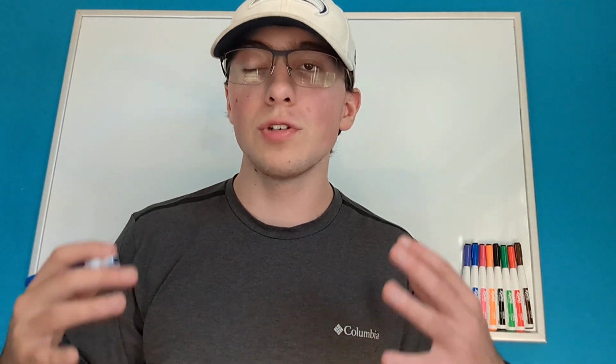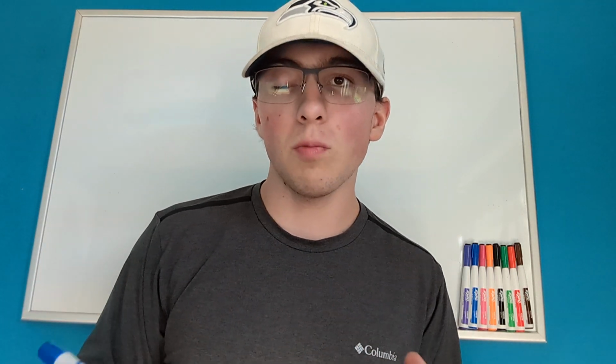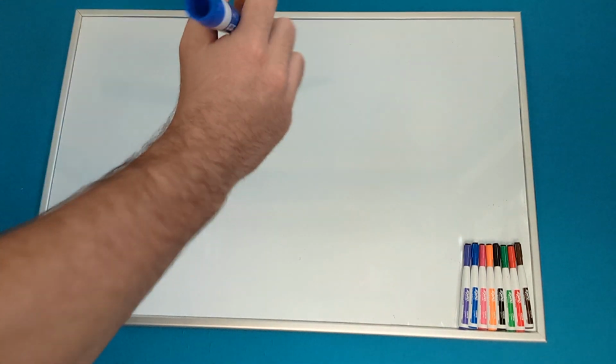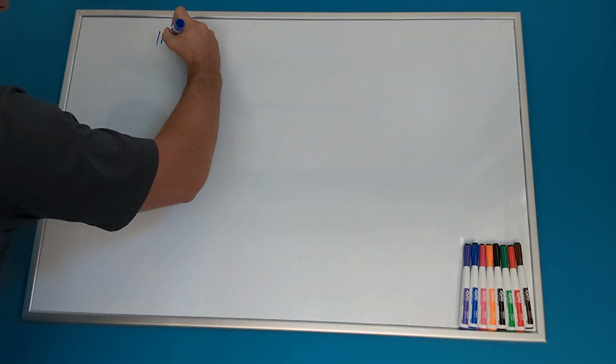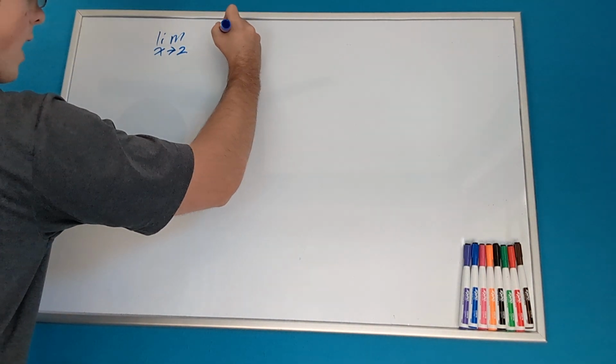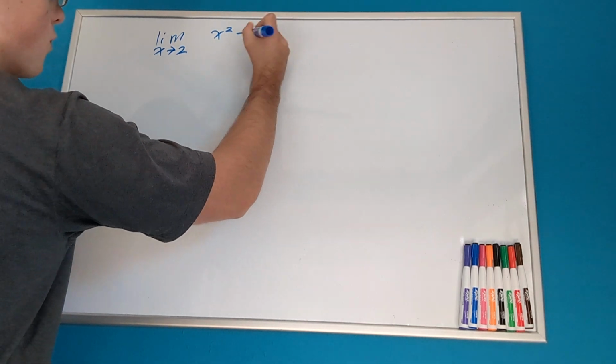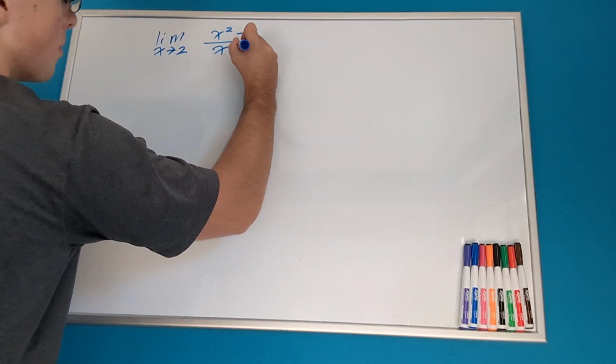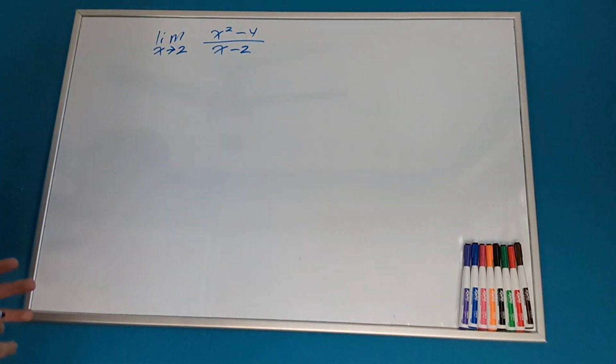Today, I want to introduce you to L'Hopital's rule. So what is L'Hopital's rule? Well, if we have a limit, let's say we want to calculate the limit as x approaches 2 of x squared minus 4 over x minus 2, how would we calculate that?